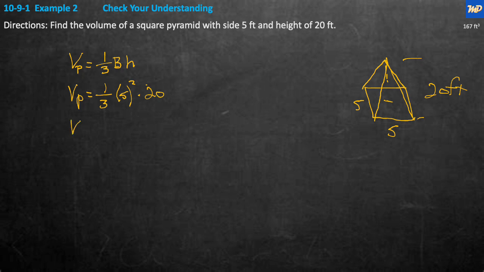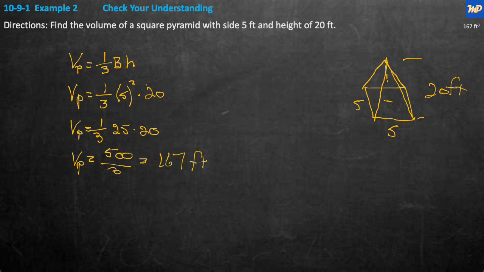So we can say the volume of the pyramid is equal to 1/3 times 5 squared, which is 25, times 20. So 25 times 2 is 50, times 10 is 500. 1/3 of 500. So the volume of the pyramid is 500 divided by 3, and that equals 167 feet cubed.